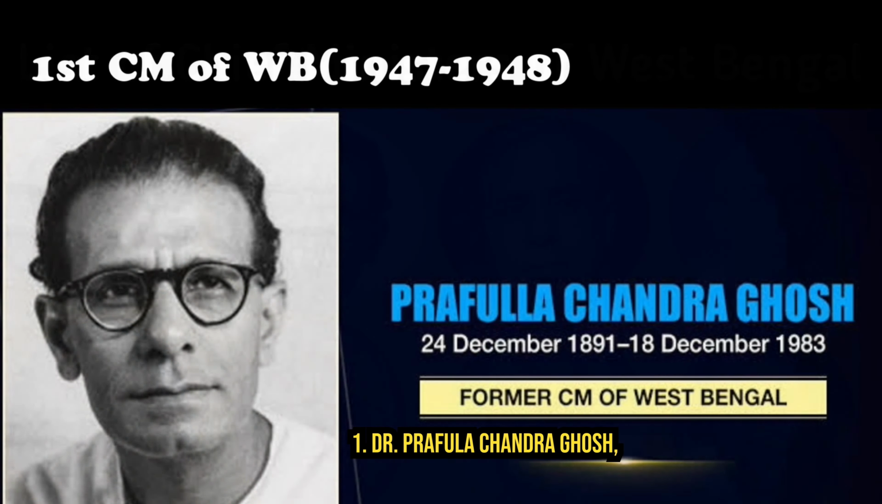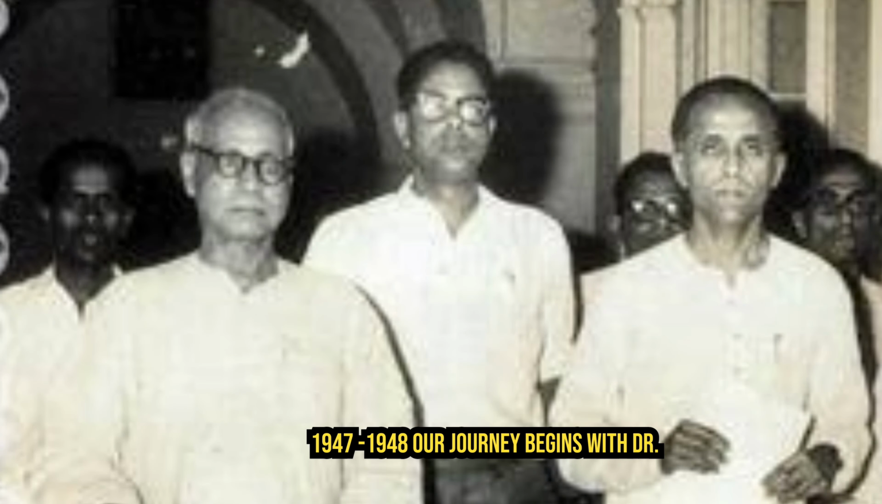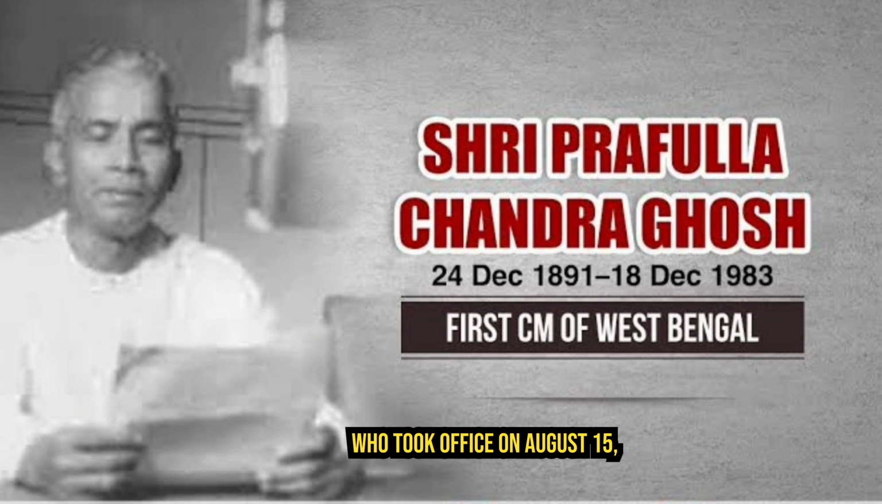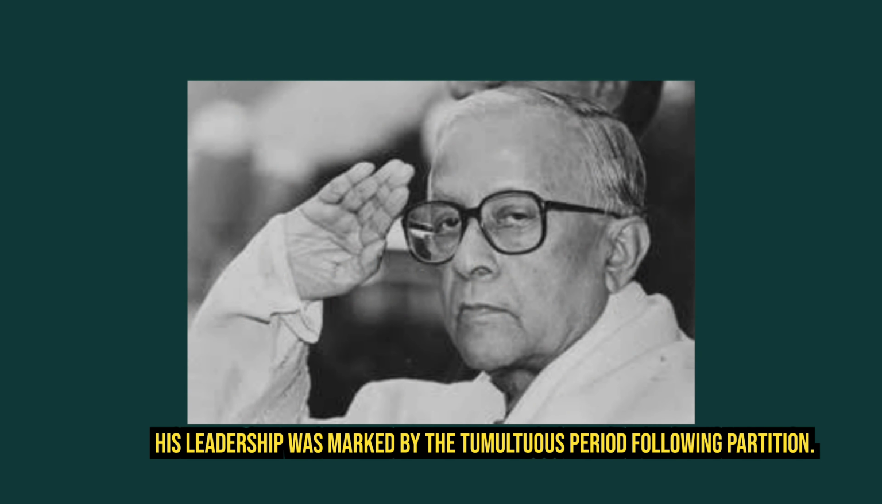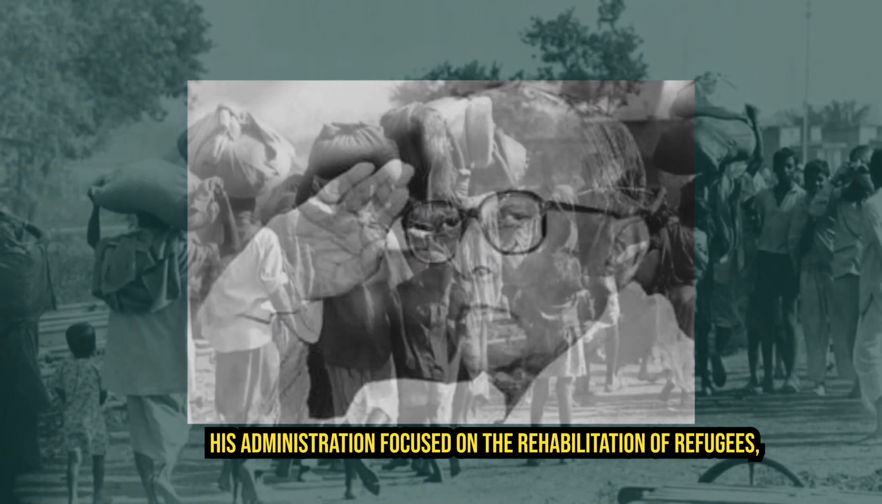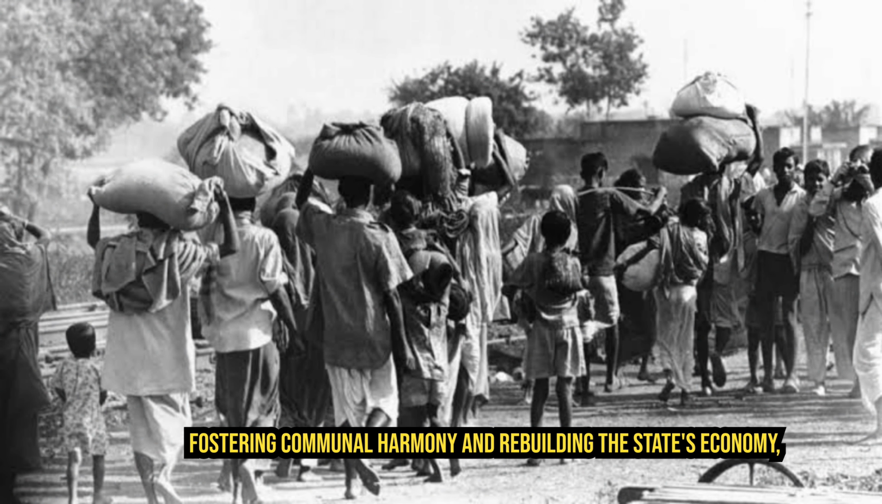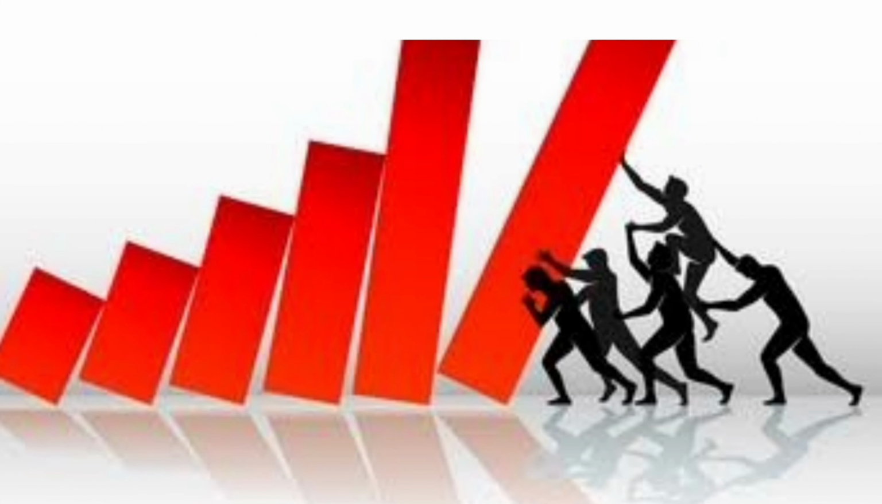Number 1. Dr. Prafulla Chandra Ghosh, 1947 to 1948. Our journey begins with Dr. Prafulla Chandra Ghosh, the first Chief Minister of West Bengal, who took office on August 15, 1947. As a member of the Indian National Congress, his leadership was marked by the tumultuous period following partition. His administration focused on the rehabilitation of refugees, fostering communal harmony, and rebuilding the state's economy devastated by the division.